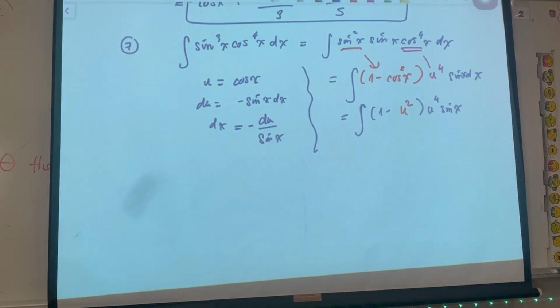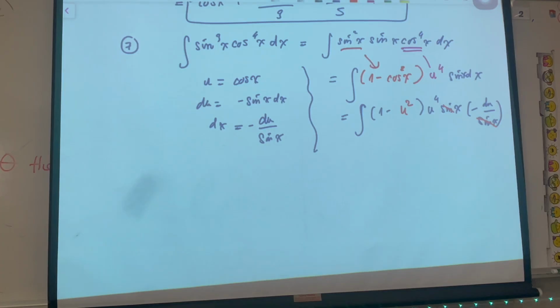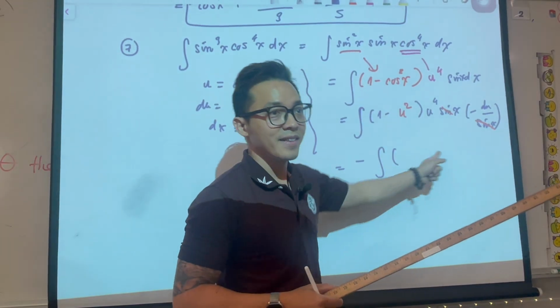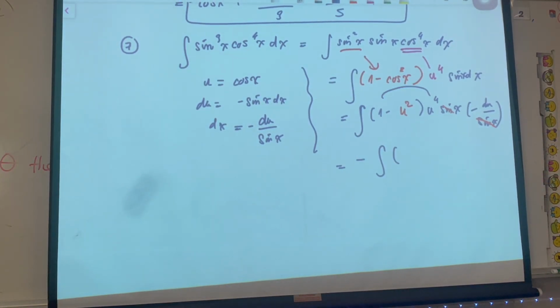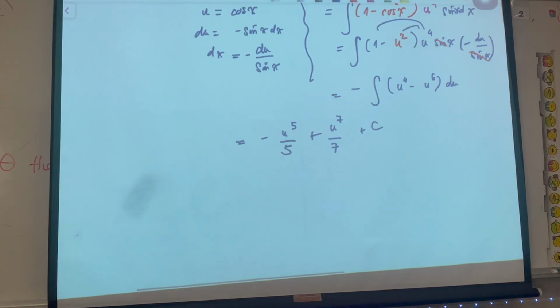Sine x, and then dx is negative du over sine x. That's why this one is more careful. And then you cancel the sine x. I put the negative out. Oh, this one looks good, huh? Looks like calligraphy. Now what are you going to do? You distribute. So u4 minus u6 du. And now it's very easy, right? Equal negative u5 over 5 plus u7 over 7 plus c.